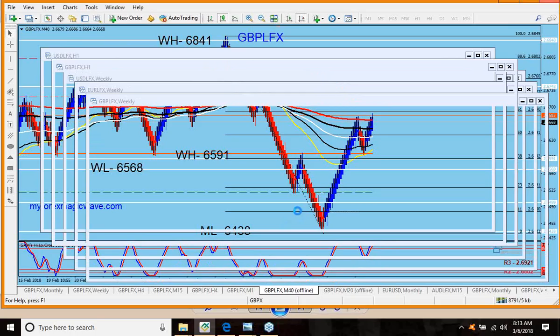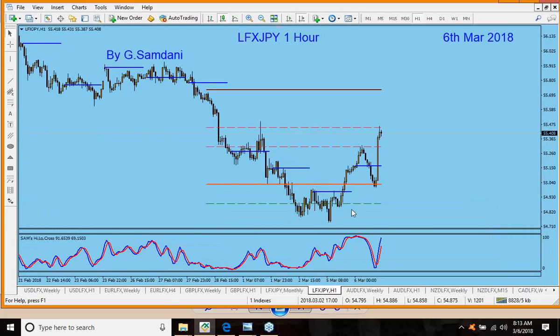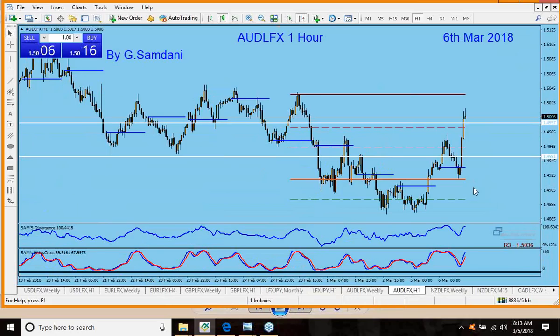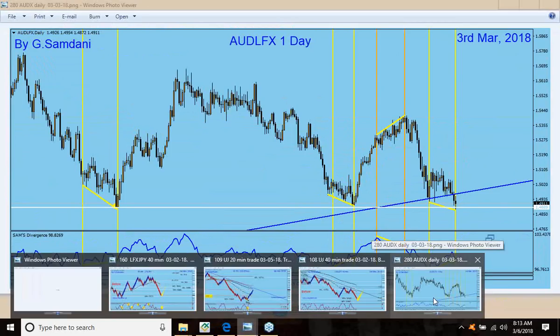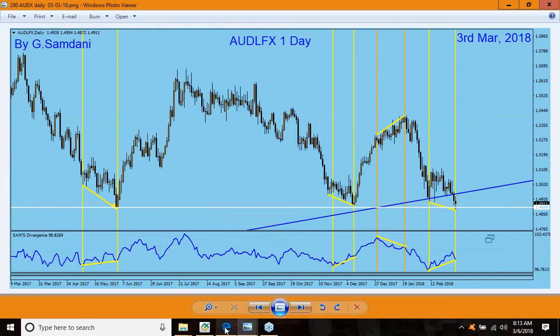And there were a couple of news items, I think, that came out good. This is yen. Where is the Aussie? Aussie 1 hour. Here we go. That was a daily chart, right? Where the divergence was. Right. So let's go take a look at the daily chart.